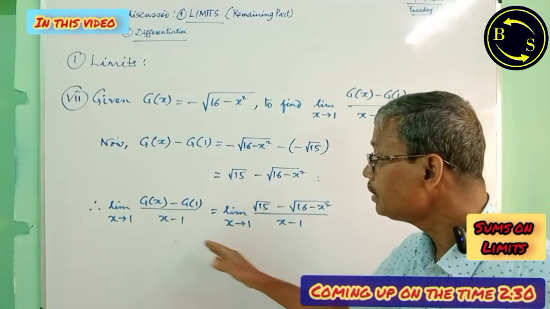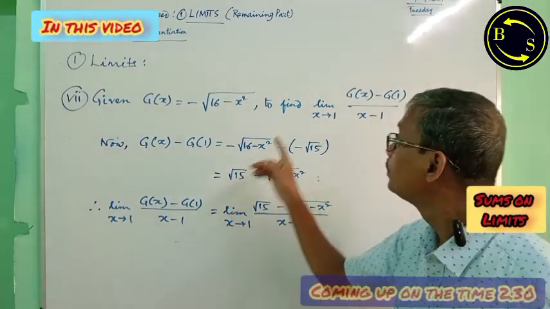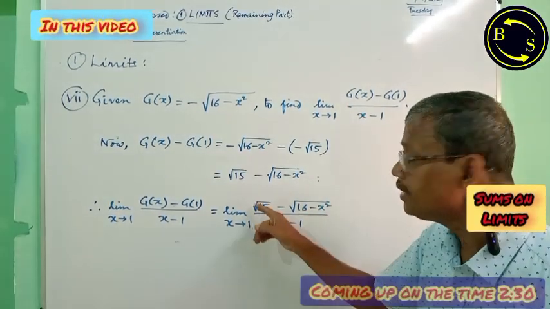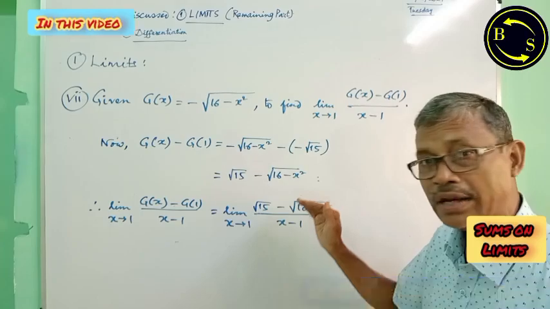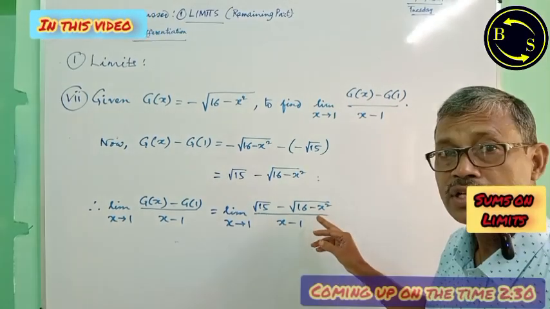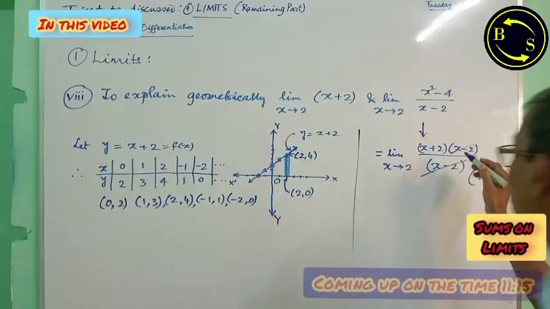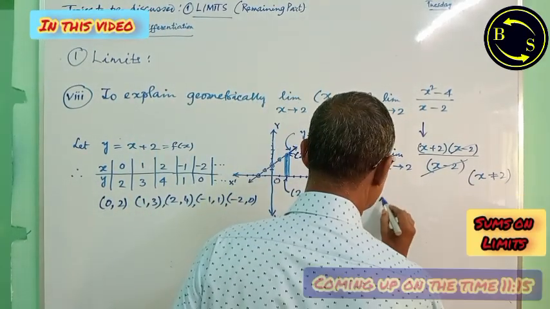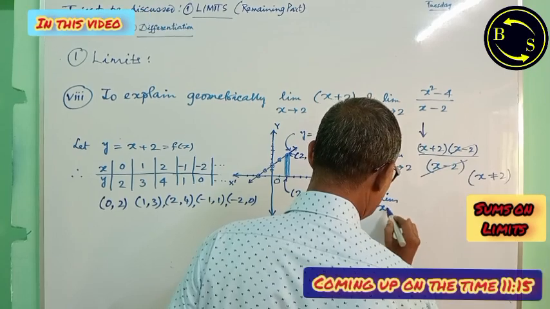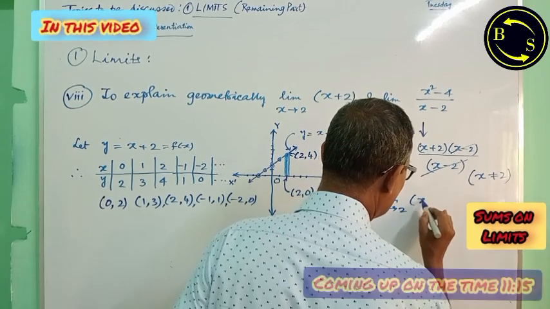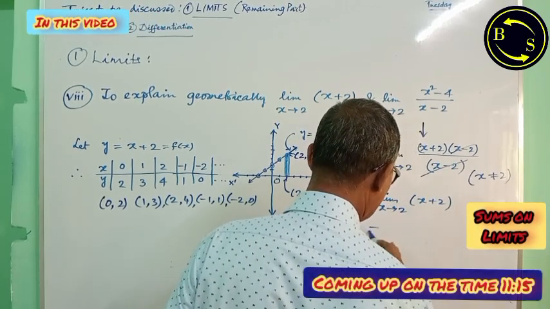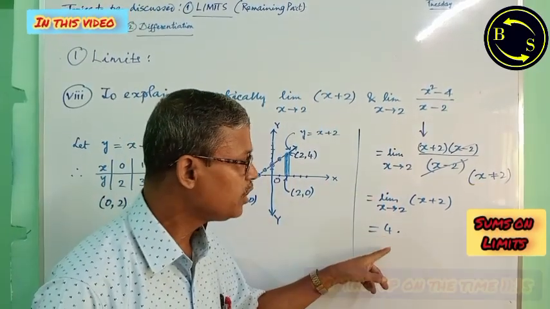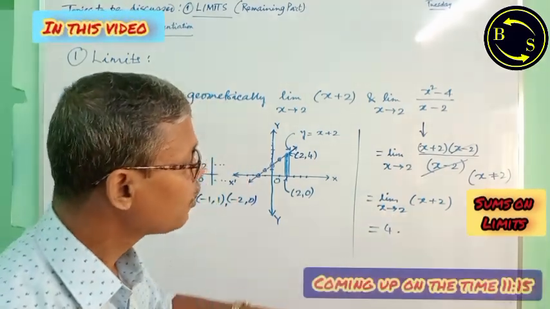Therefore, after simplification, the limit of this expression becomes this one. Now we see the numerator is in irrational form. Therefore, to calculate the limiting value, we have to rationalize this one. We proceed like x minus 2 from numerator and denominator. Finally, what do we get? Now, the value is 4, therefore the limiting value is 4.